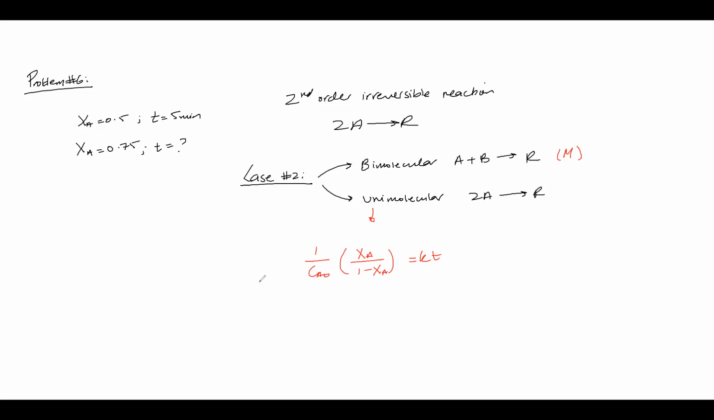Conversely, you can just divide the two scenarios. So let's solve it slightly differently this time. Let's just divide the two cases, right? So I'm going to have 1 over CA naught into 0.5 over 1 minus 0.5, divided by 1 over CA naught into 0.75 over 1 minus 0.75. And this is equal to K into 5 over K into T, which is the time I'm trying to solve for. Let's call this T2. It doesn't matter, this is just the T I'm solving for.